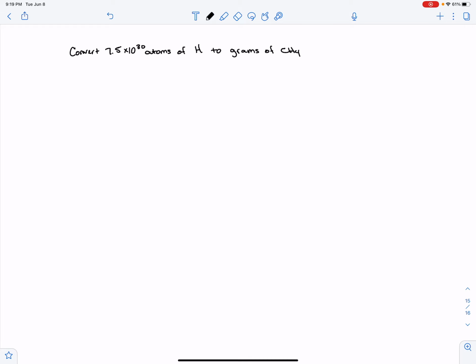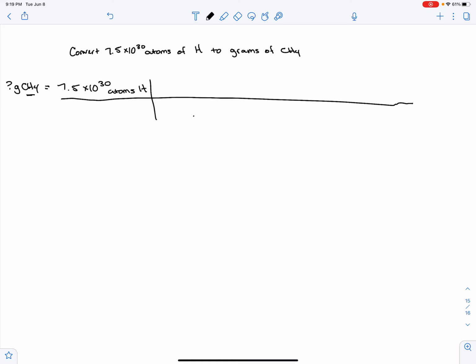So what you want to do in this problem, there's only one place that has a number, so you're going to write that number down, times 10 to the 30th. Don't lose your atoms of H. Now you might want to put your question mark out, and the question mark is grams of CH4. So if I'm trying to turn H into CH4, I've got to make a note that this is not this. I'm going to have to convert away from that.